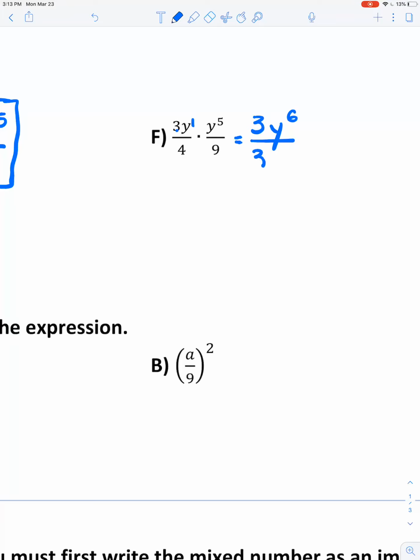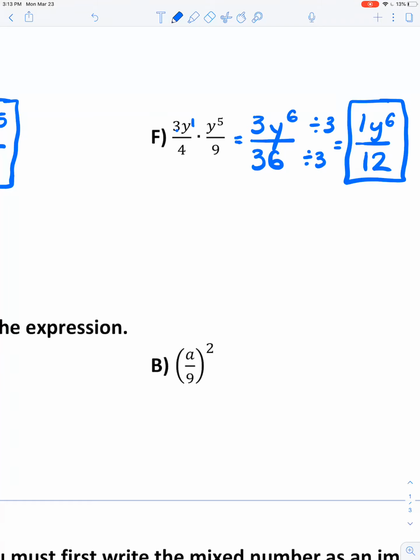4 times 9 is 36. And both of those numbers are divisible by 3. So if we do that, we get 1 y to the 6th over 12. That's our final answer to that problem.